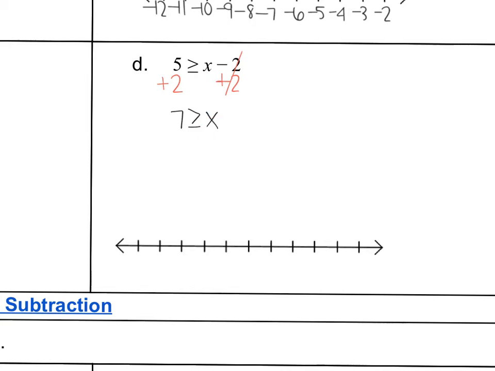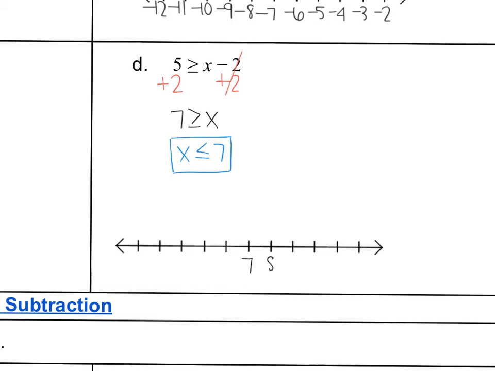So in order to make my variable come first, I can move it to the other side by switching everything. Basically switch everything over, flip it all, so that x is on the right side, on the correct side. That's my answer. X is less than or equal to 7.